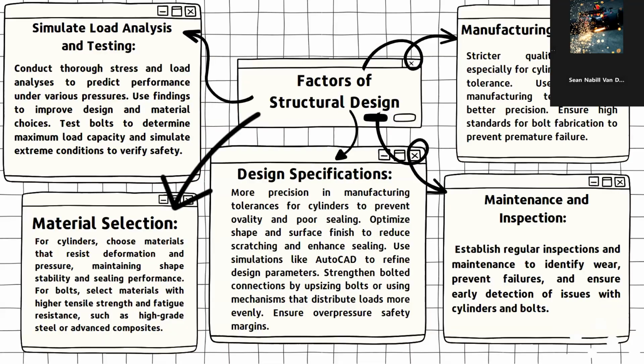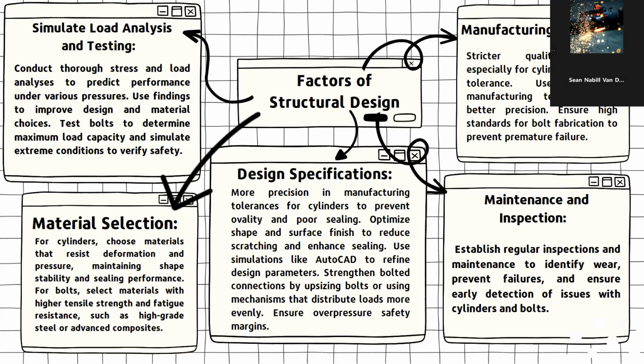To avoid the failures discussed earlier, several key factors need to be addressed in the design and manufacturing process of these mechanical components. The first thing is material selection. For the cylinders, selecting materials that resist deformation and pressure will help maintain shape stability and improve sealing performance. Bolts should be made of high strength materials, such as high grade steel or advanced composites, to handle the high pressure loads and resist fatigue.